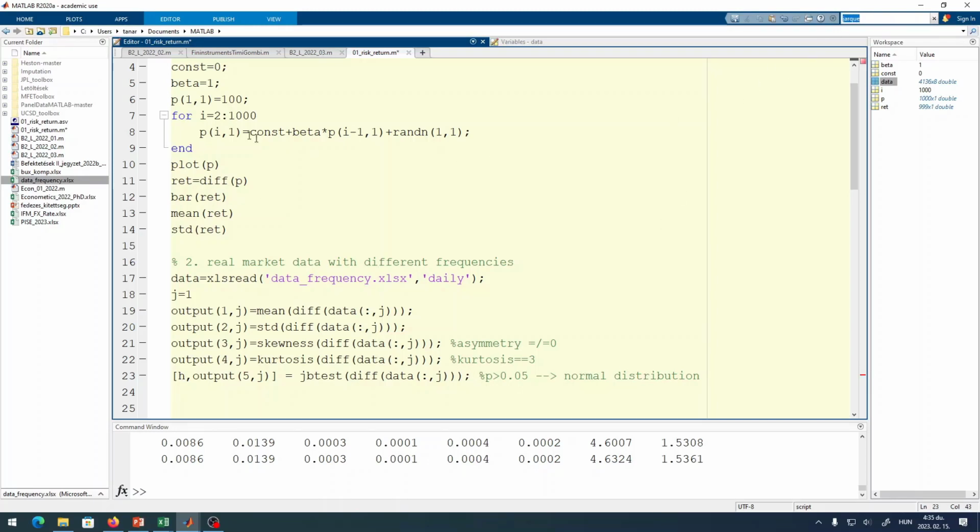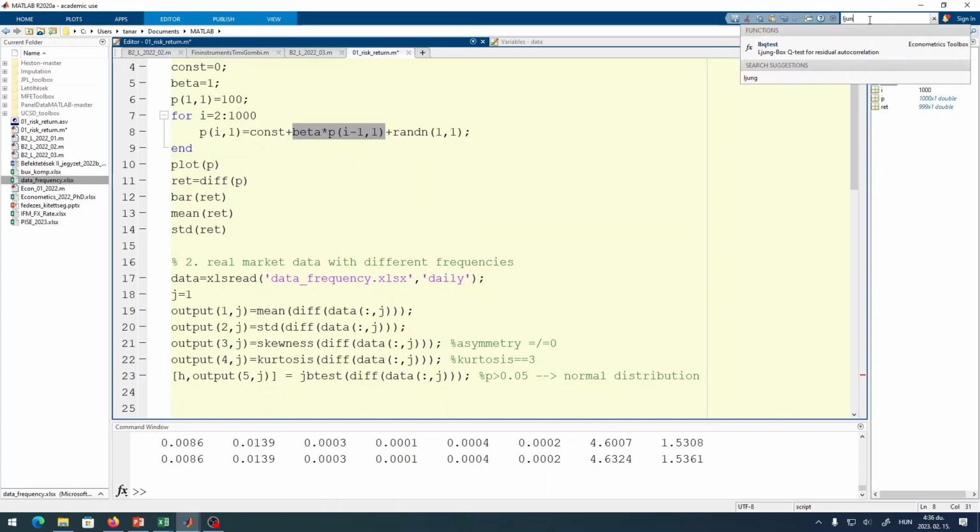And of course, we started the entire simulation so that the previous day must be added during a simulation. So it's an autoregressive process. But we should test for autocorrelation, so that's the Ljung-Box test.